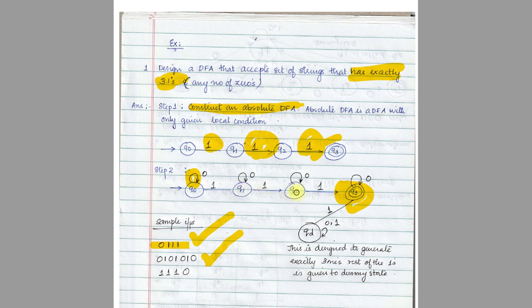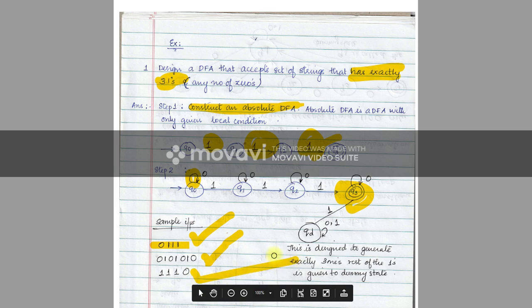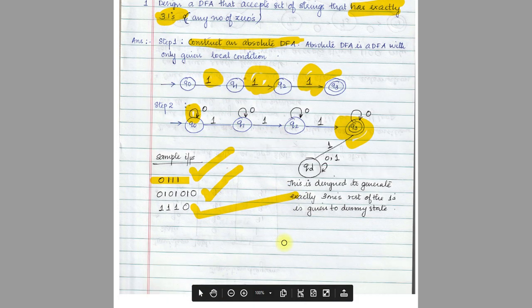And from Q2 with respect to input symbol 1, I'm reaching the state Q3. And in Q3, I'm having another input that is 0. I'm reaching the final state. So this is also acceptable by the machine.